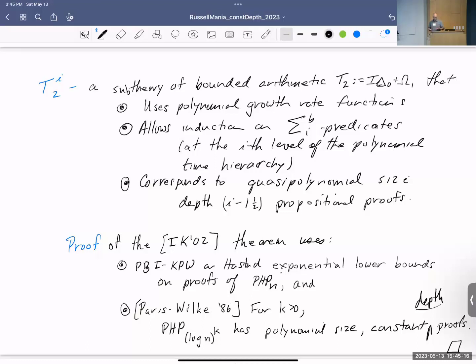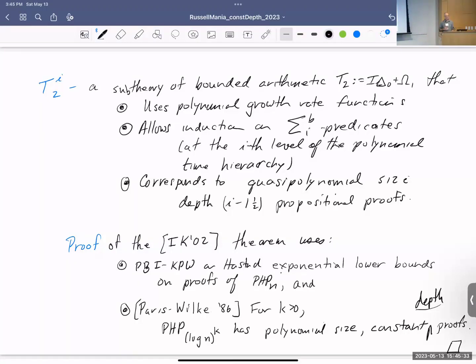And the theory T_2^i is just what I said a second ago. I won't say it again. It's on the slides. You can see them online afterwards if you want to. But basically, proofs in T_2^i, the Paris-Wilkie translation gives you constant depth proofs of depth i minus 1/2.